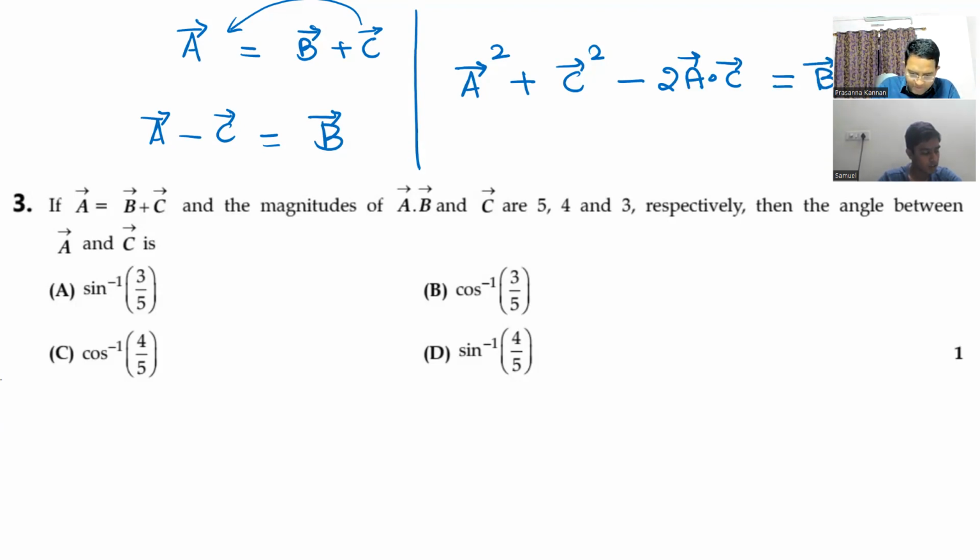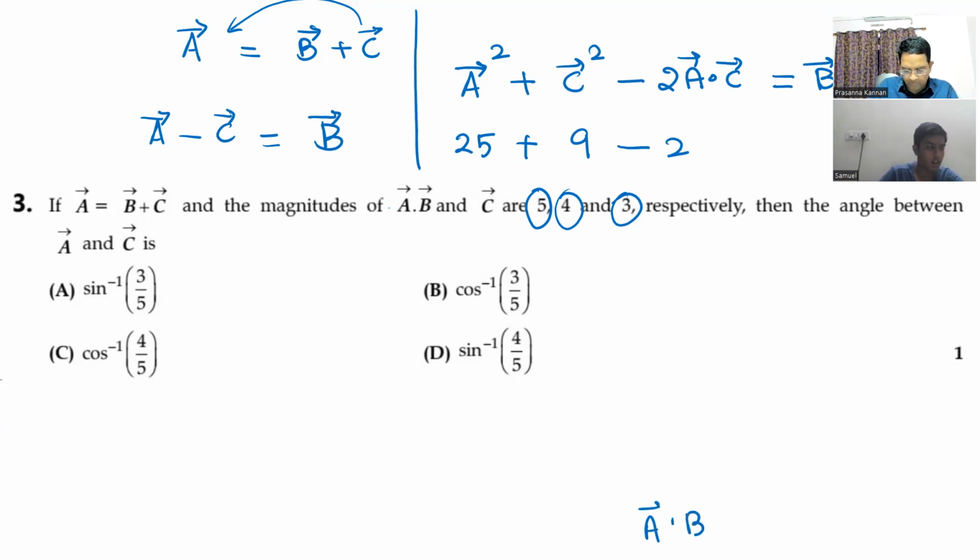So you can use the magnitudes here. A vector magnitude is 5, B vector magnitude is 4, C vector magnitude is 3. So A square is 25. C square is 3 square, 9. Minus 2 into, I told you the formula for A dot B. A dot B is AB cos theta. So here you have A dot C, right? So what is your A dot C? AC cos theta is equal to B square. What is B square? 16.